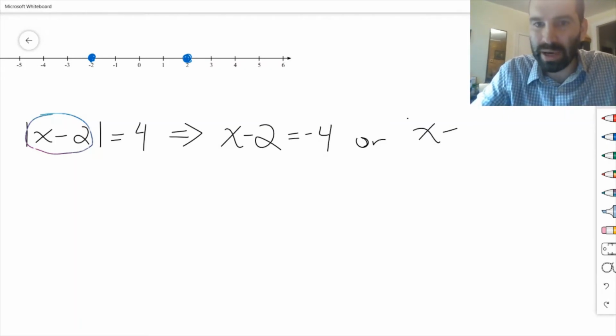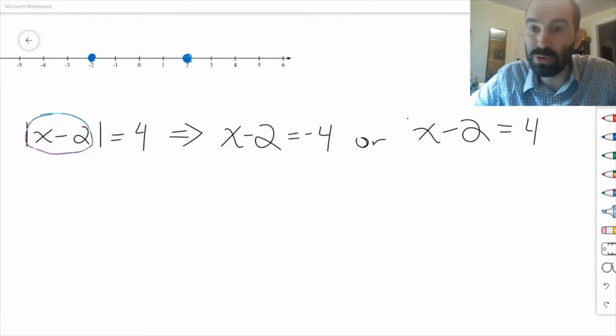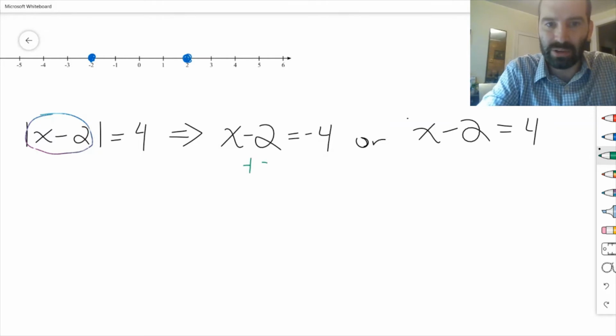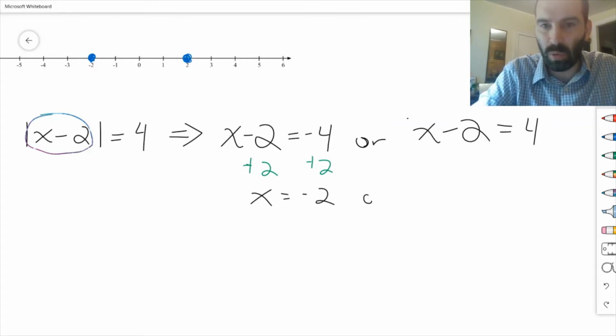Or x minus 2 is equal to +4. Okay. Notice we use the same thing as before, but in place of x, we have an x minus 2. So we have 2 different equations, which we can now solve. How do we solve these? Well, let's look at the first one. I would solve this by adding 2 to both sides, which gives me x equals -2. Or, if I solve the second equation, I would add 2 to both sides.